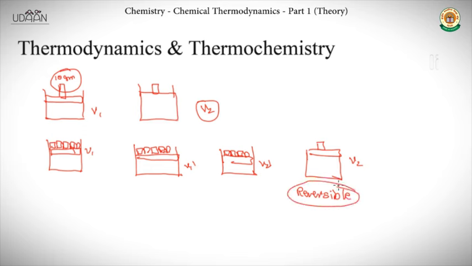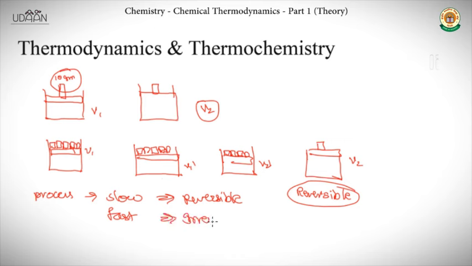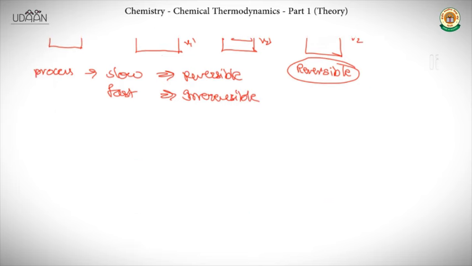So how do you get to know in a question? See, if in the question the process is given to be very slow, if it is given as a slow process, it implies that it is a reversible process. Or if it is given as some fast process, make sure it is irreversible. Alright. Now we'll see about the work done in these two processes.